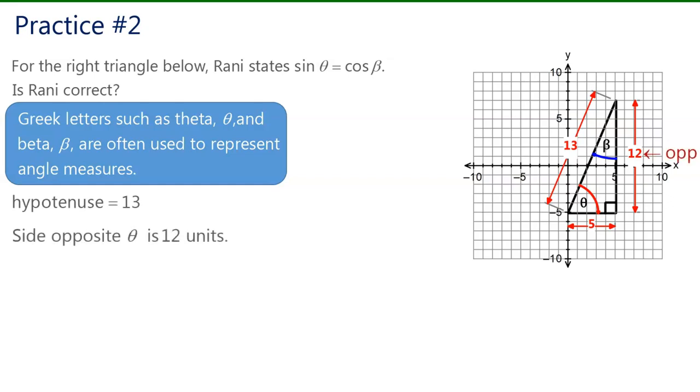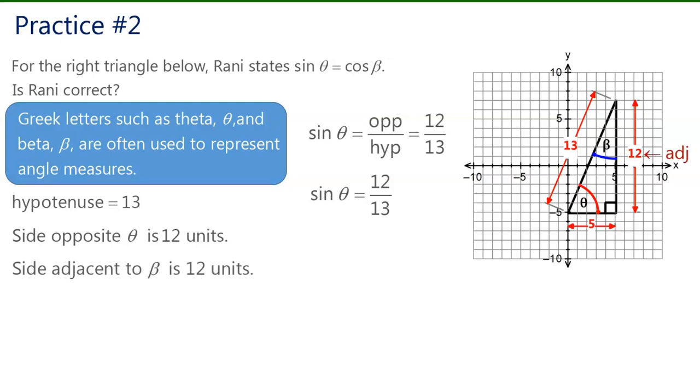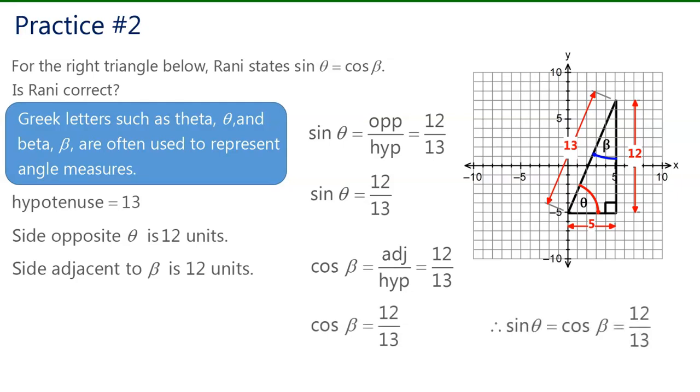The side opposite theta is 12 units. So sine theta is opposite over hypotenuse, which is 12 over 13. The side adjacent to beta is also 12 units. So cosine beta, which is the adjacent over the hypotenuse, is 12 over 13. Sine theta equals cosine beta equals 12 over 13, and Ronnie is correct.